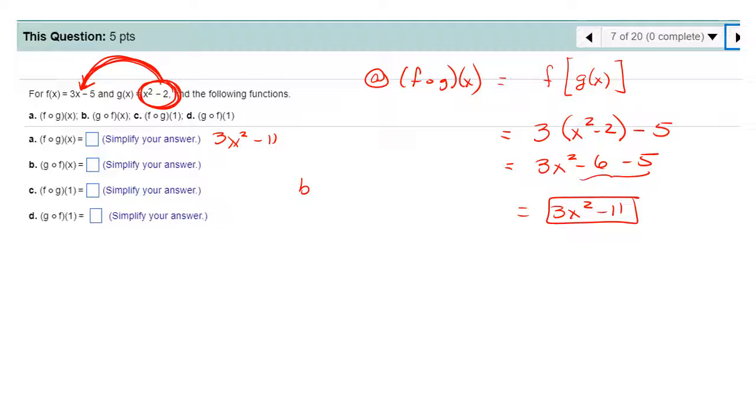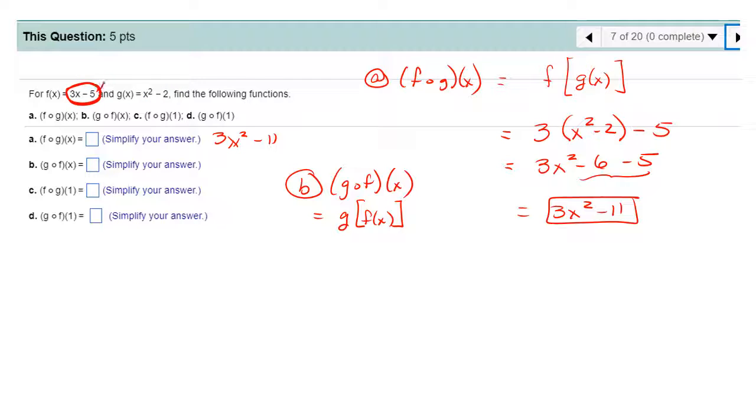Now, for part B. Part B is g of f of x, so the order changes. This literally means f of x will be substituted inside of the g of x. It's going in the opposite direction of part A. So I go over here and take the f of x terms and I plug that in for the x in the g function. So instead of x squared minus 2, I have 3x minus 5 squared minus 2. Notice again the first function in this case substitutes into the x of the other function.